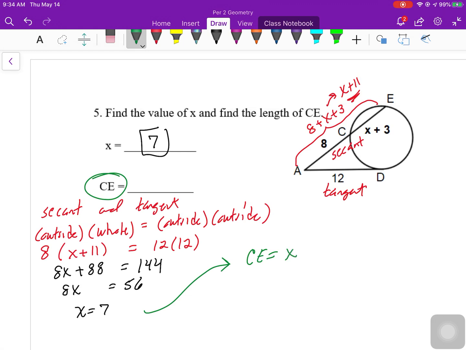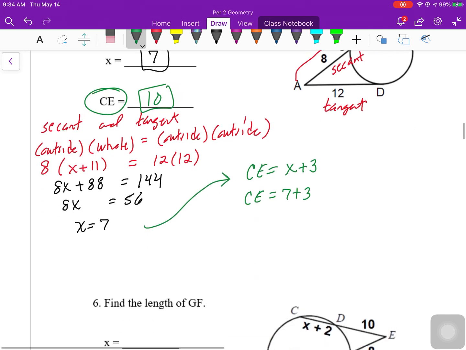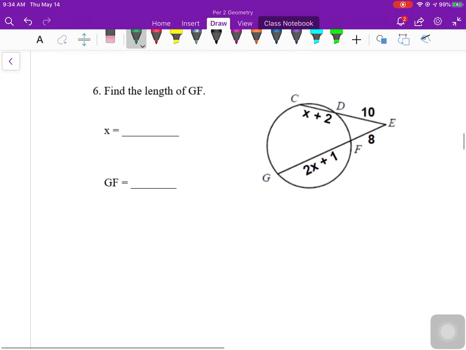However, they asked us for an additional thing. They asked us for c to e. So to find c to e, we have to plug back in. C to e is x plus 3, so c to e here would be 7 plus 3. C to e comes out to be 10. We've done that often in geometry. Let's take a look at another one.